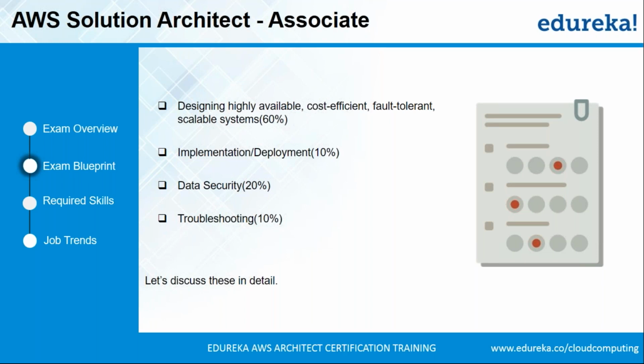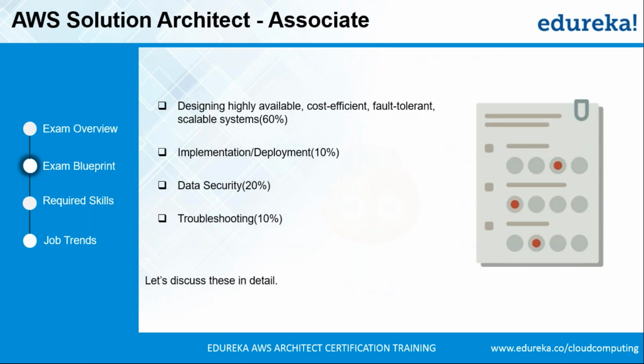Then we have the data security domain. The data security domain is 20%. So all the security related features, the best practices, everything will come under this domain, and it covers 20% of your exam. Then comes the troubleshooting part. You'll have problems related to troubleshooting. You'll be presented with some scenarios that you have to troubleshoot, and that will comprise 10% of your exam, right? So guys, this is the blueprint, and this has been taken from the official AWS website, and this is the official blueprint that is there on the AWS website.